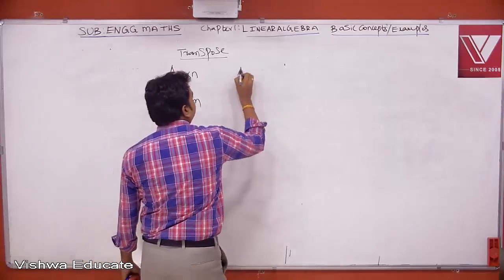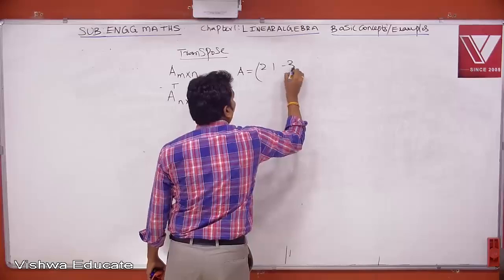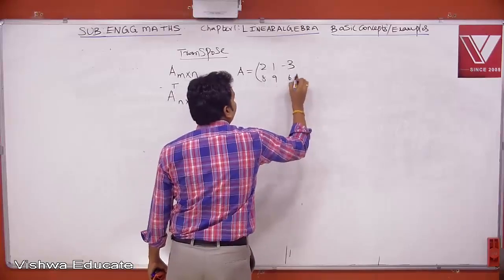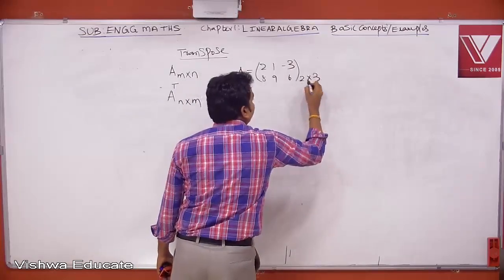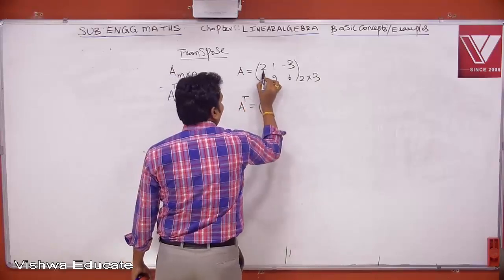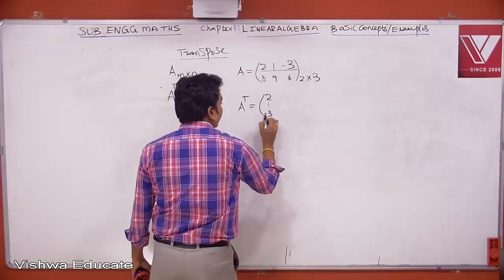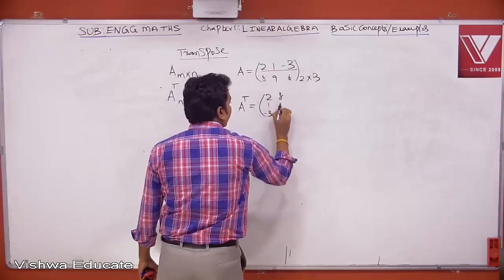Say for example, if I take a matrix like this, A equals 2, 1, minus 3, 8, 9, 6. The size of this matrix is 2 by 3. Now A transpose, A power t. Make the first row the first column, so 2, 1, minus 3. Make the second row the second column.